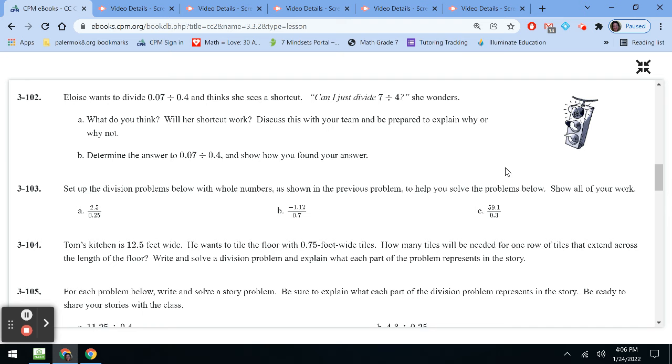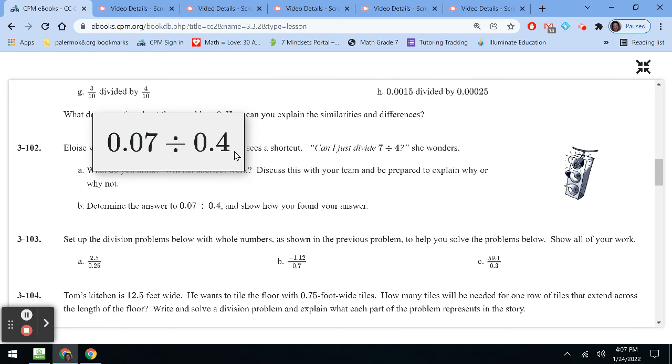So right here, as we're looking at this, it says, what do you think? Will her shortcut work? We already know that her shortcut isn't going to work just based off of this stoplight right here. However, why is it that we can't just divide 7 by 4 in this problem? Think about what we were doing on the last problem. What would I need to do to both my dividend and my divisor to make this problem 7 divided by 4?